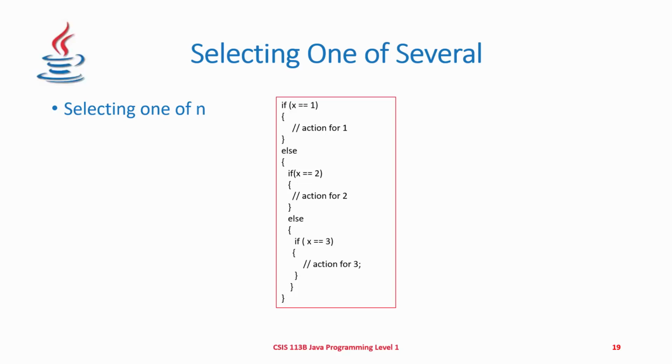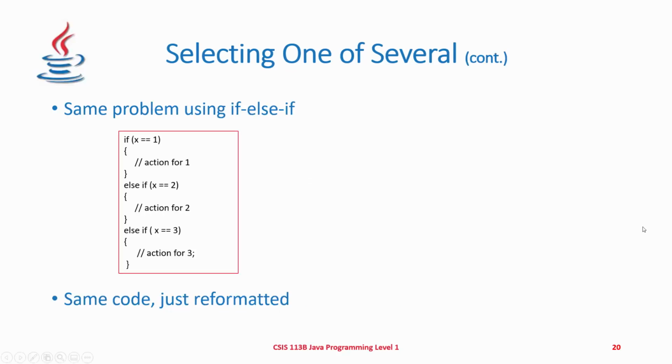If that one were false, then we have another else statement and then another check with an if to see if it compares to 3, and then we would perform the action for 3. So that is one way of having several choices, but it's not the most efficient way. So that's why we have the else if statement.